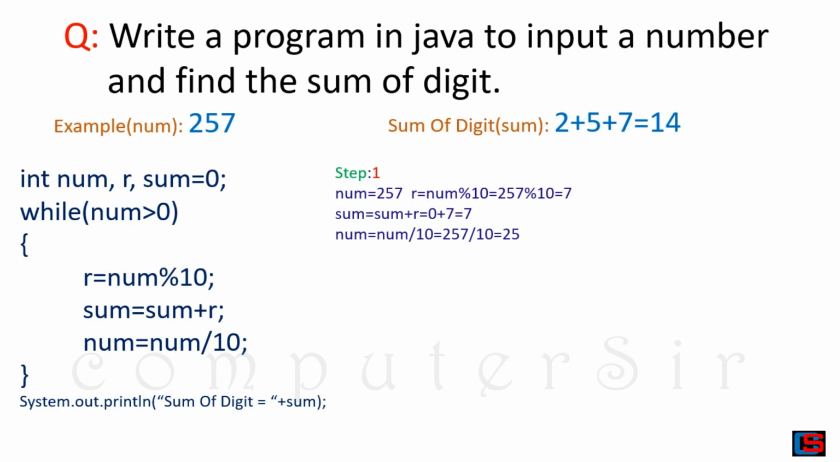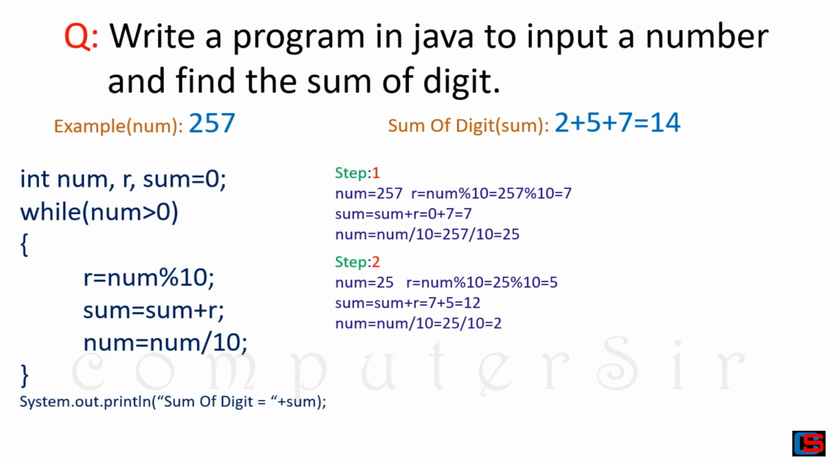So you can see in this step the value of the num variable is decreased. So the last line of the while loop acts as a decrement. In the next step, that is step 2, the current value of num is 25 and r equals num modulo 10. So 25 mod 10 becomes 5 and sum equals sum plus r. The previous value of sum is 7, so 7 plus 5 becomes 12, and num is again divided by 10. So the num value is 25, so 25 divided by 10.